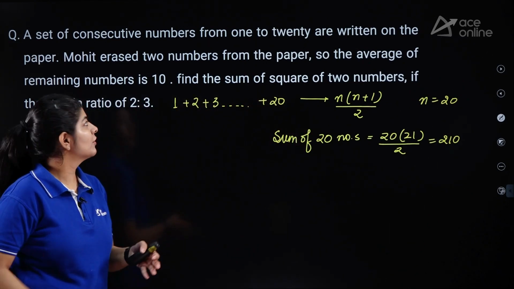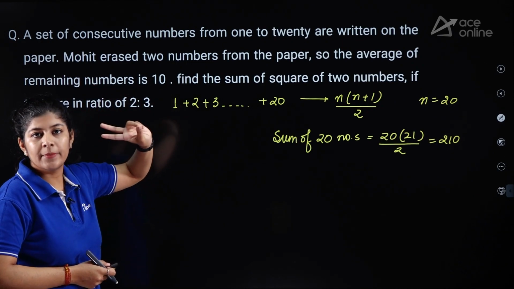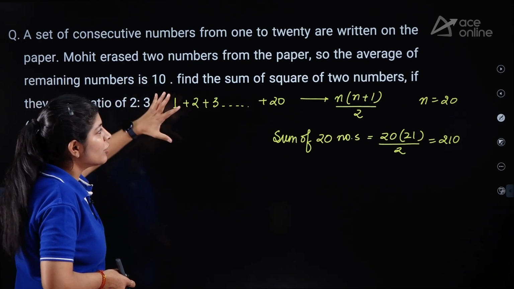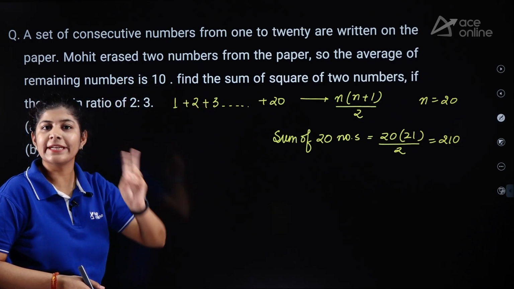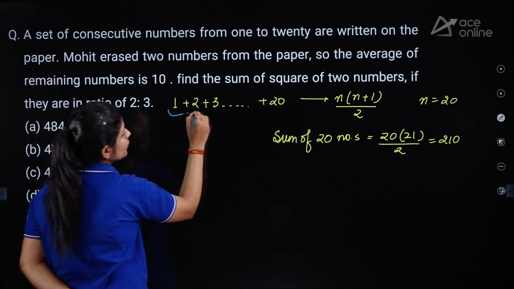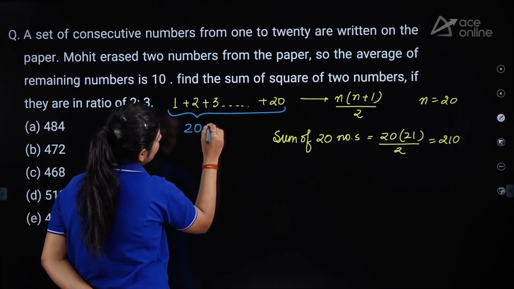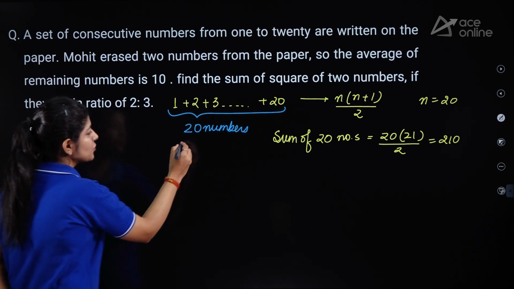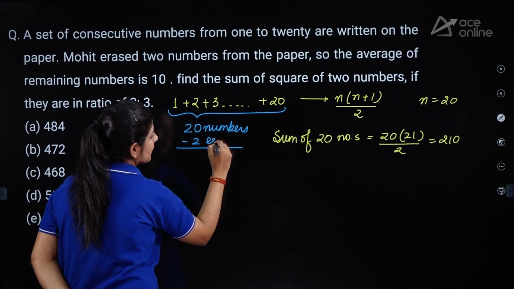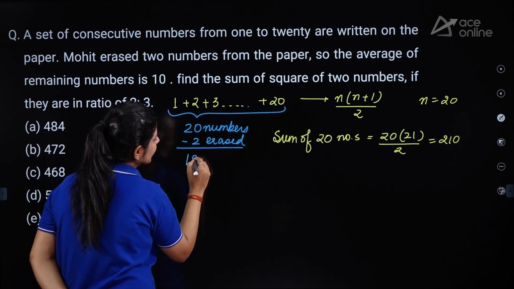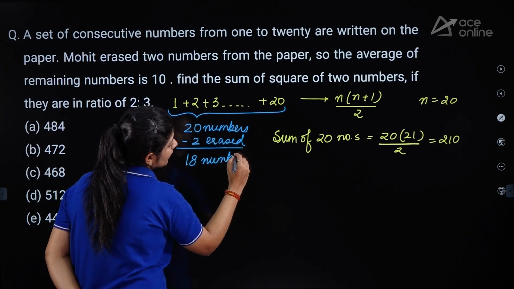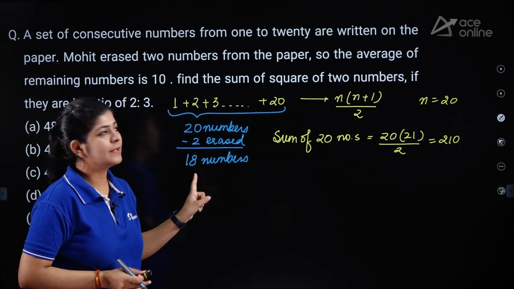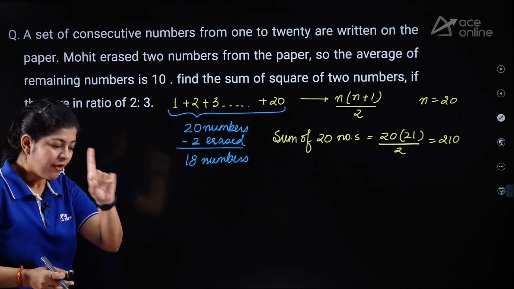Now Mohit erased 2 numbers. Mohit erased any of the 2 numbers. Okay. Now because of this, we are left with only 18 numbers, as we are having these 20 numbers. Now, out of these, 2 numbers are erased. We are left with just 18 numbers. And the average of these 18 numbers is equal to 10. We know that.